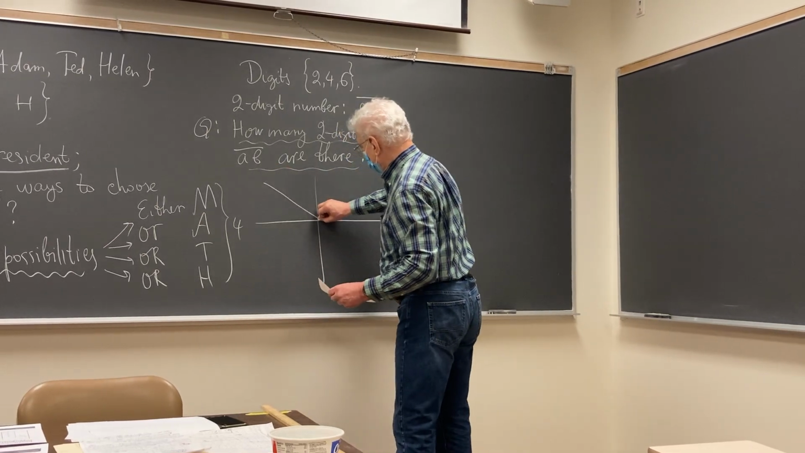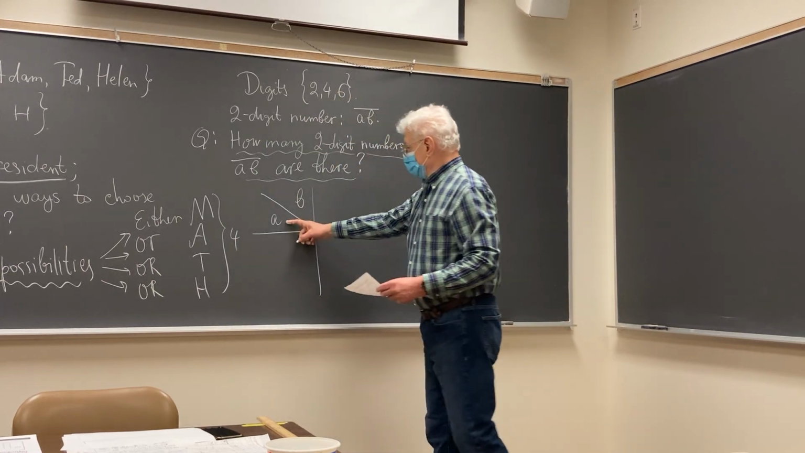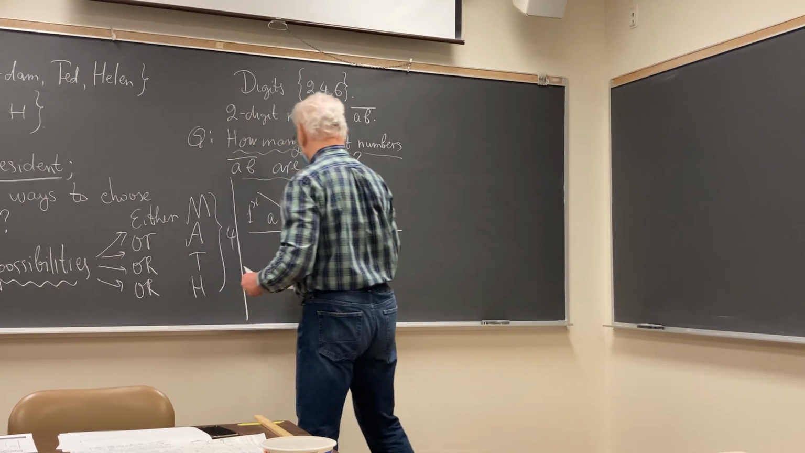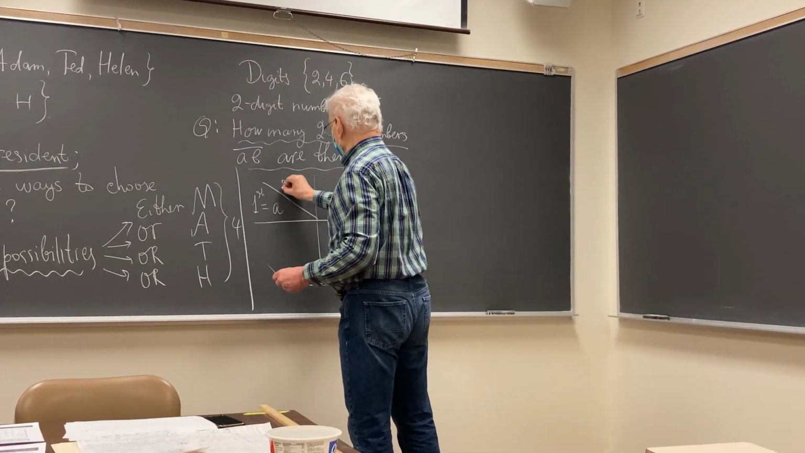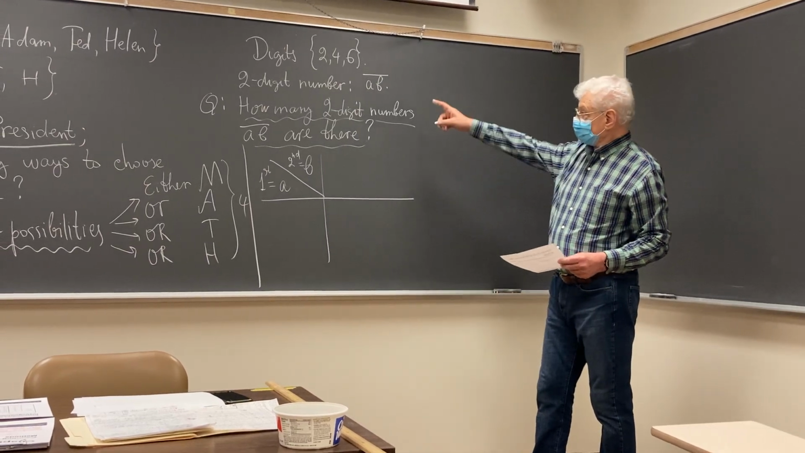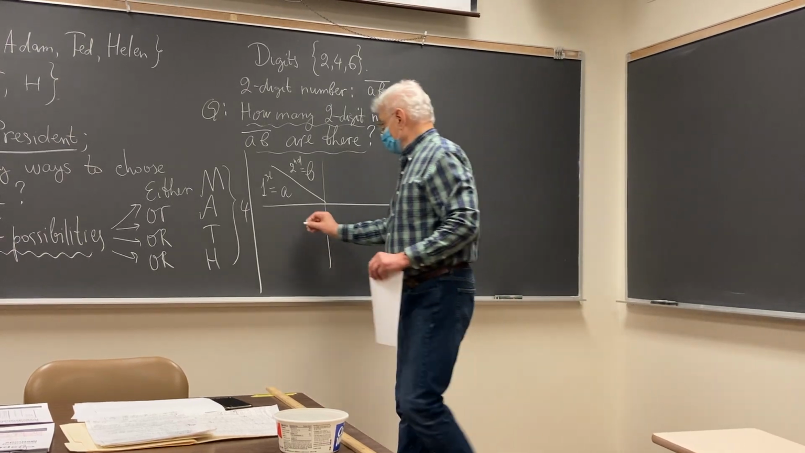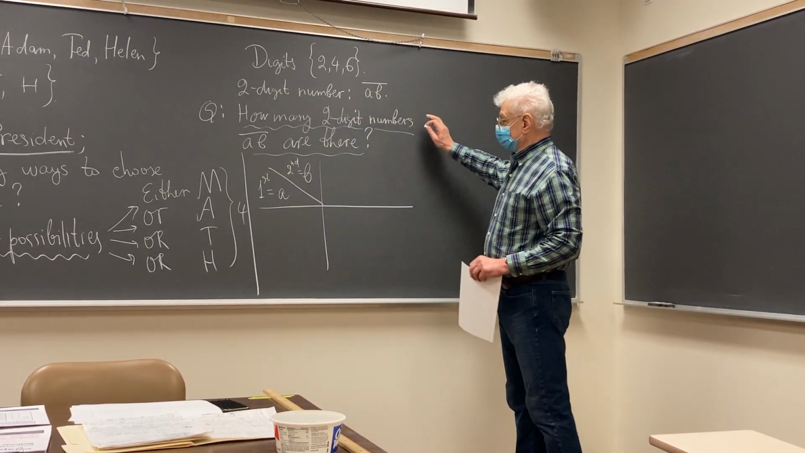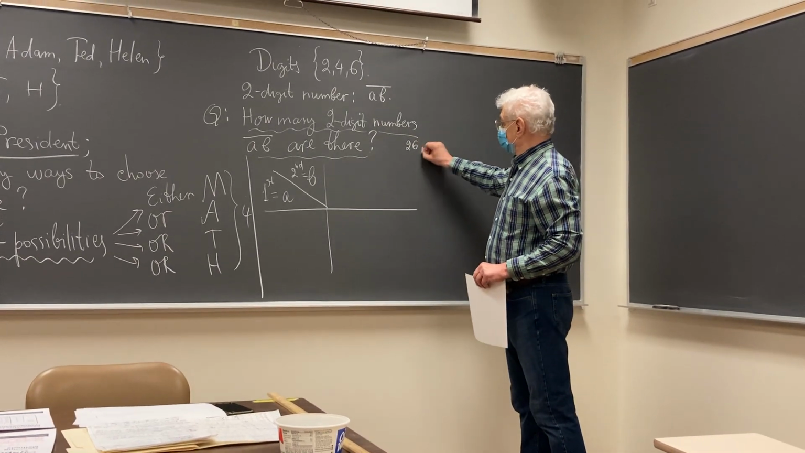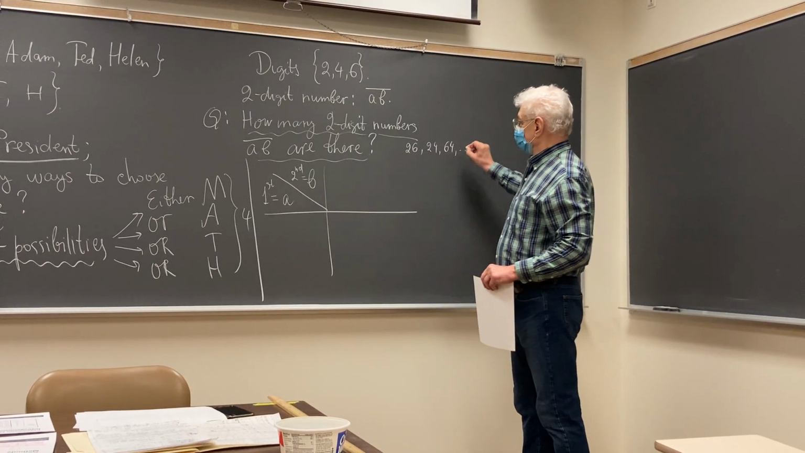We cross here, and let's write this is A, this is B. First digit is A, second digit is B. Let's look. Digit A can be either 2, 4, or 6. Let me give you some examples. What number could you write? You could write 26. Okay, so it's 24, 64, and so on.